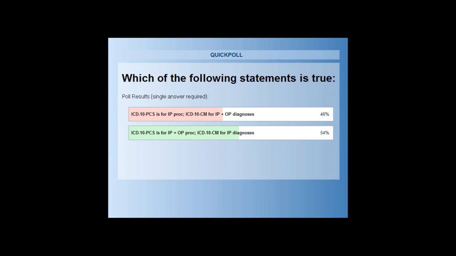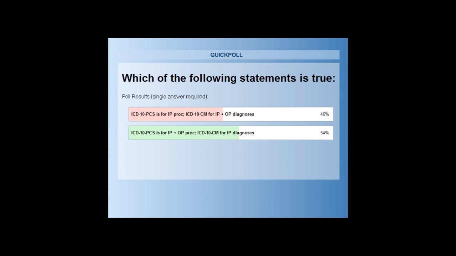Okay, the right answer is A. ICD-10 PCS codes are used to code inpatient procedures. ICD-10 CM codes are used to code inpatient and outpatient diagnoses. So that's the right answer, and read about it in the coding section that I went through very, very quickly, but you will learn that and more in that coding section. So thank you, Sean. Thank you, audience.